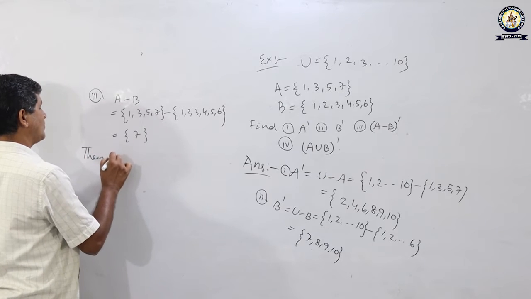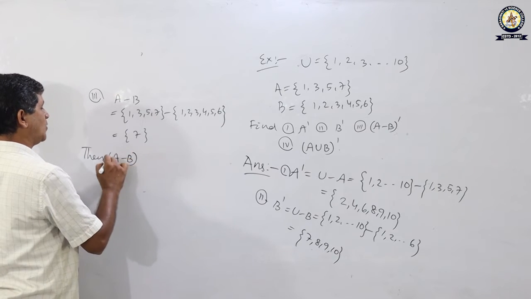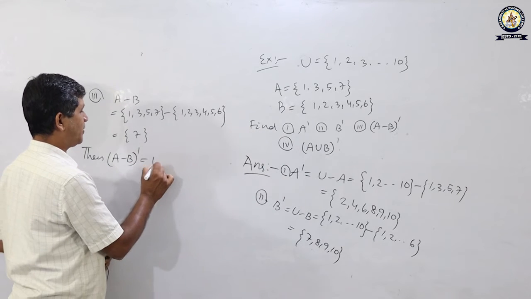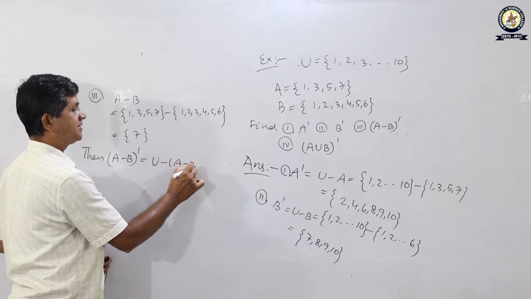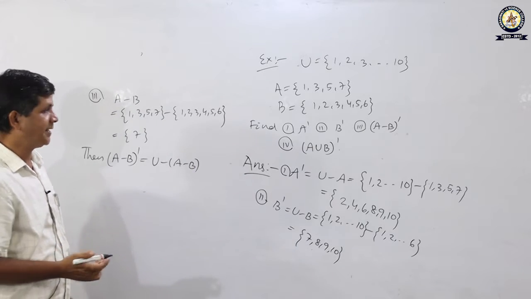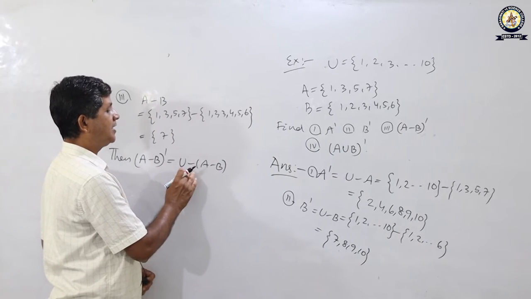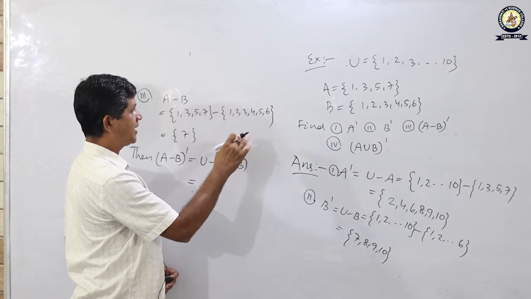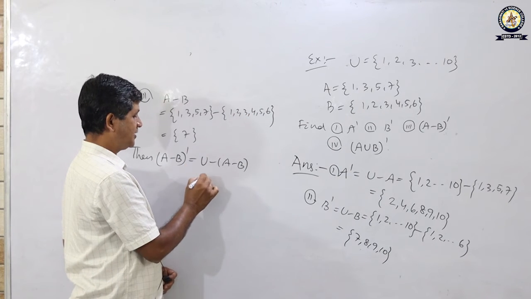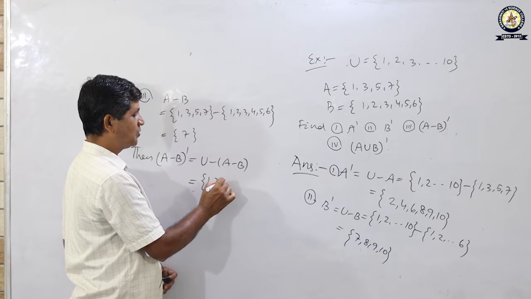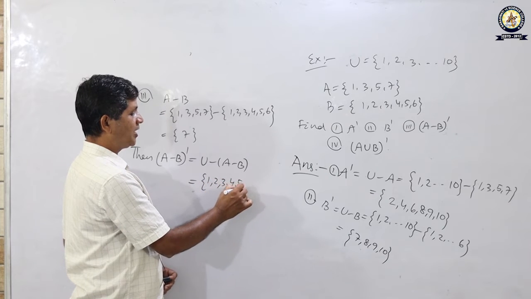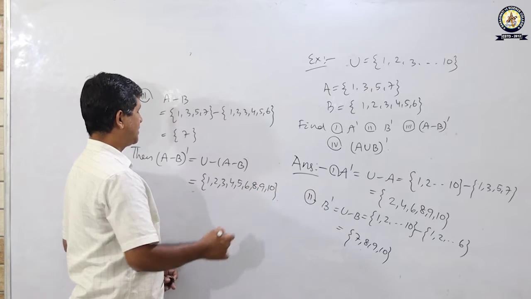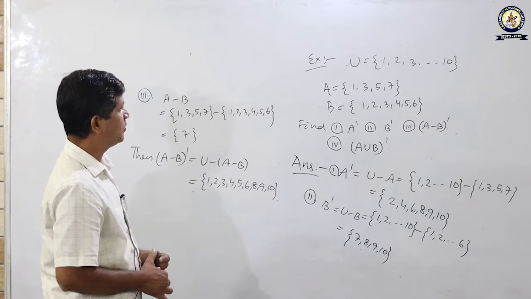Then (A difference B) whole dash means U difference (A difference B). Out of 1 to 10, we eliminate just 7. So the elements are 1, 2, 3, 4, 5, 6, 8, 9 and 10. This is (A difference B) whole dash.